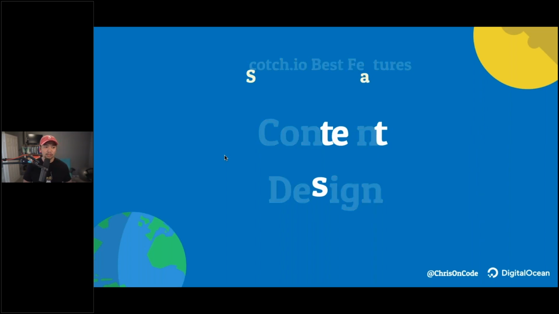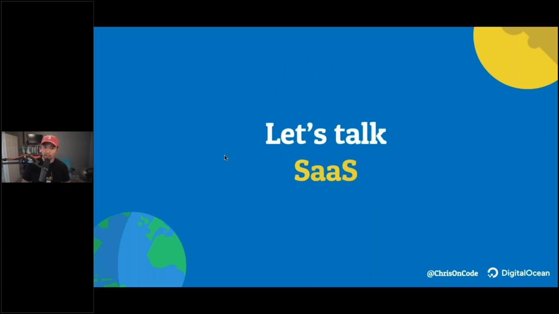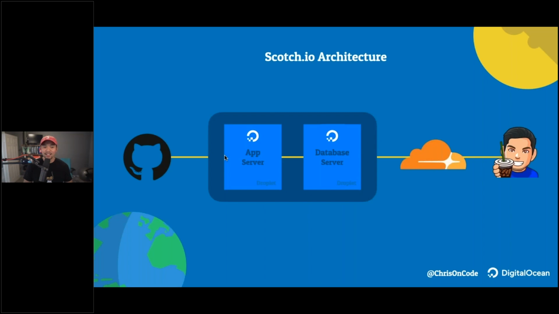All right, that's enough of Scotch. Let's talk about building our own SaaS applications. This was the Scotch architecture. I think it's pretty similar to a lot of starting businesses and applications. You have an app server and a database server, or sometimes they're one server to start. You have your code, which comes from GitHub or Bitbucket or GitLab, or wherever you want to put your code. That's all fine. And then you have some sort of networking layer, which I love Cloudflare, so we use Cloudflare. And then you finally get to your customers on the right, which is me drinking more coffee.